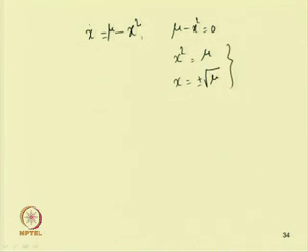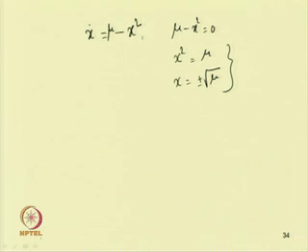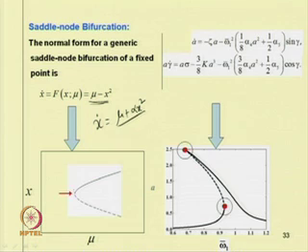Corresponding to positive and negative values of mu, one can plot the response plot. This is the x-mu plot. One can see the response corresponding to different positive values of mu. For negative values of mu, from this equation, x will be imaginary, so that is why it is not plotted. At mu equal to 0, x equal to 0, only then we will have the solution.